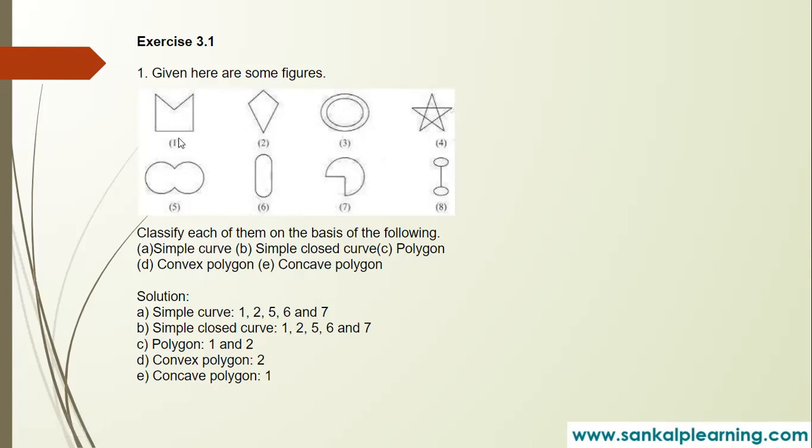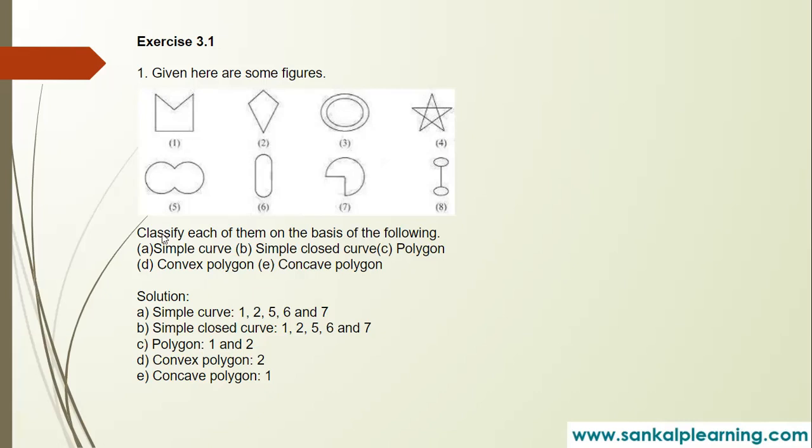In 1 and 2, which is a convex polygon and which is a concave polygon? Already I have told you. If each of the angles, see figure 2, each angle is less than 180 degrees. So all angles are less than 180. So we say it is convex. If you come to figure 1, what is the angle here? It is more than 180, right? Here it is more than 180. That is where it is a reflex angle. See, we are saying reflex angle in figure 1. So it is called a concave polygon.